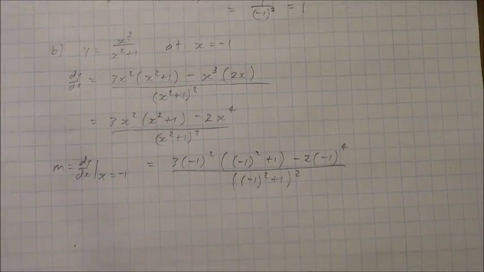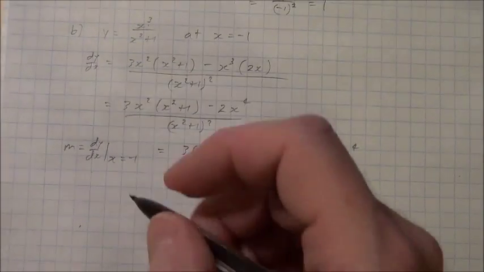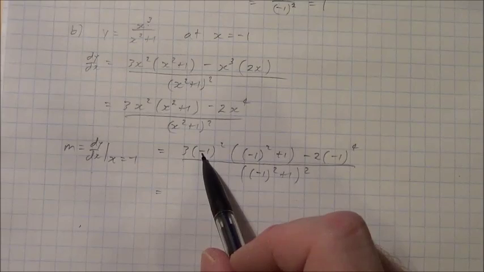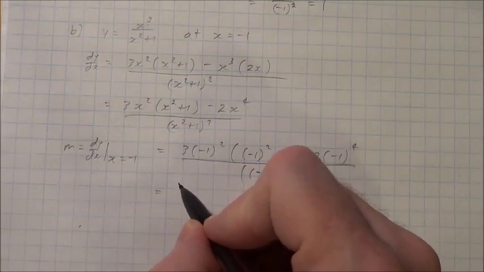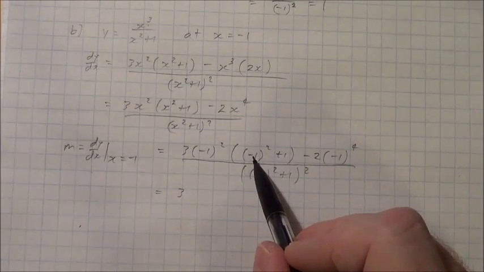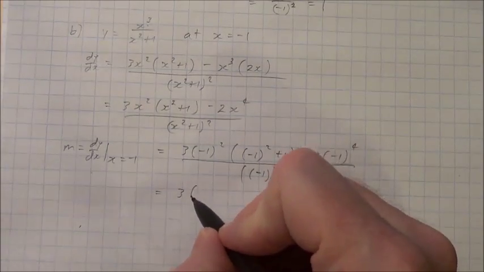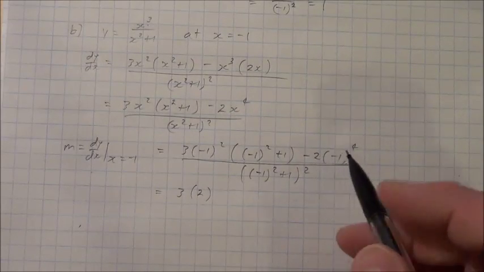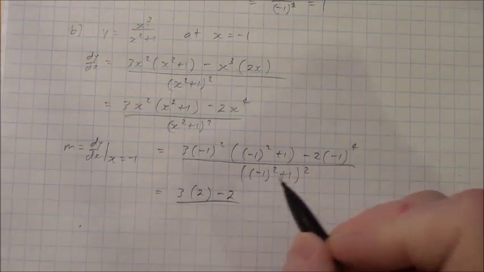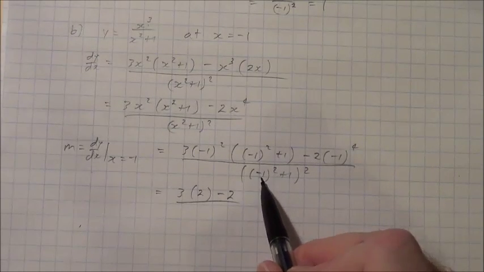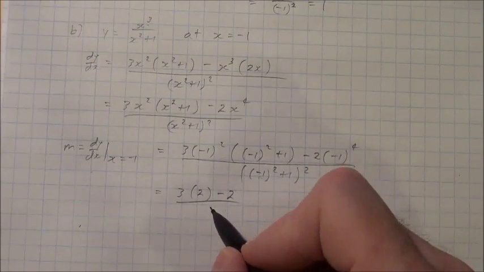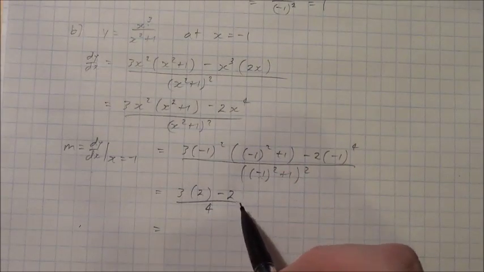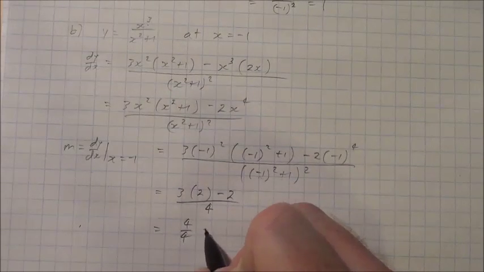Now I'll do a couple more steps to simplify this a little bit. So we have negative 1 squared is just 1, times 3 is 3, and then negative 1 squared plus 1 is 2. And then here, negative 1 to the power 4 is just 1, times negative 2 is negative 2, all over 1 plus 1 is 2, all squared gives me 4. So then 3 times 2 is 6, minus 2 is 4, 4 over 4 equals 1.